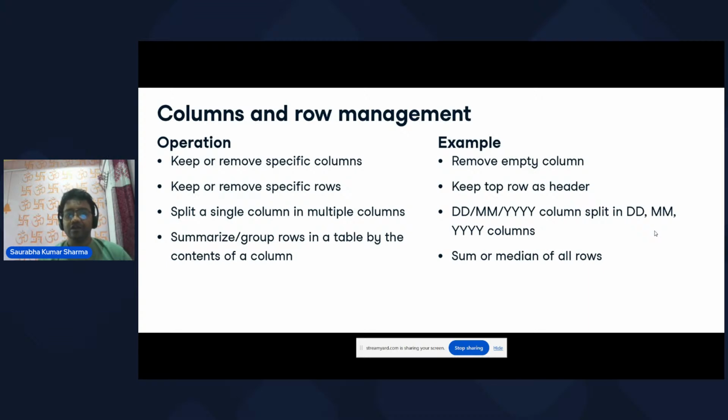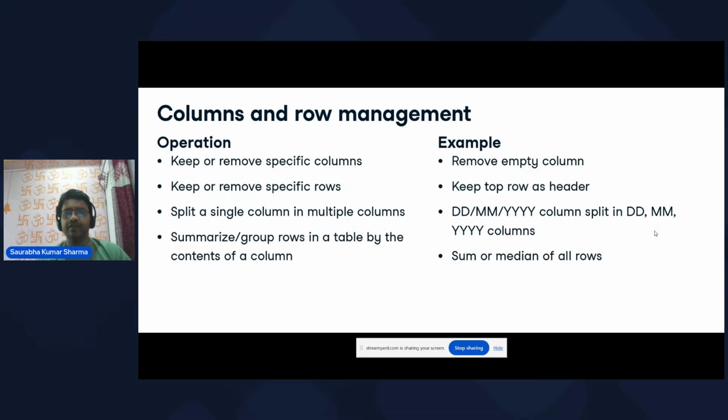Now splitting a single column into multiple columns, yes, that is also a way. Like if there is a name or something where we have mentioned some random values, you can split that one. And then last is concatenation or summarization, or you can say grouping rows in a table by the contents of a column, just like first name and last name you have combined into full name, right?